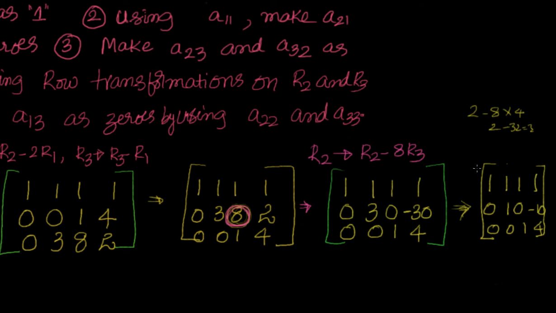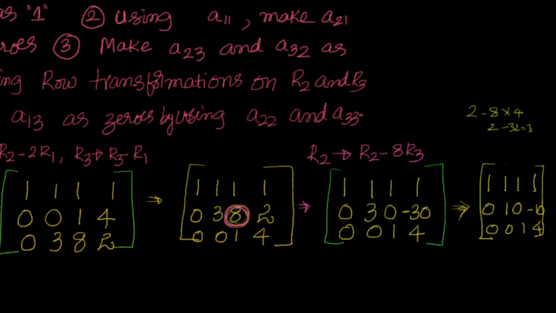I have to get the first row elements, that's nothing but A12, A13 as zeros. Now it is very simple. I can do R1 is assigned R1 minus R2, and also I can do R1 is assigned R1 minus R3, so that I can get them. Let me do it here. Okay, first I will say R1 is assigned R1 minus R2.